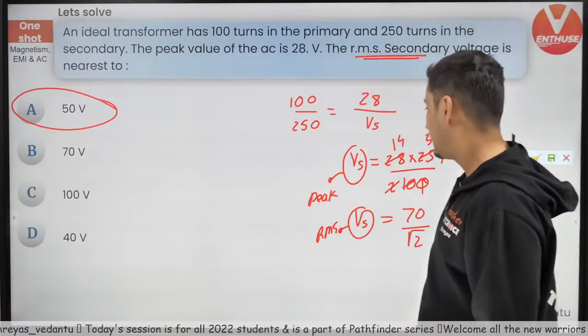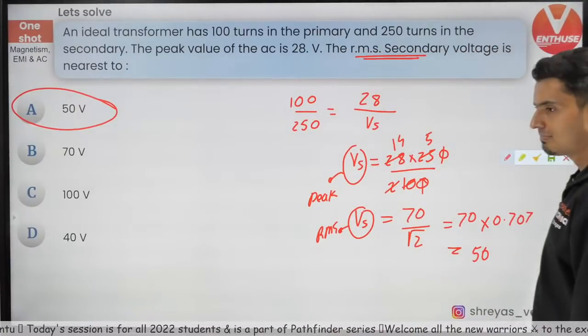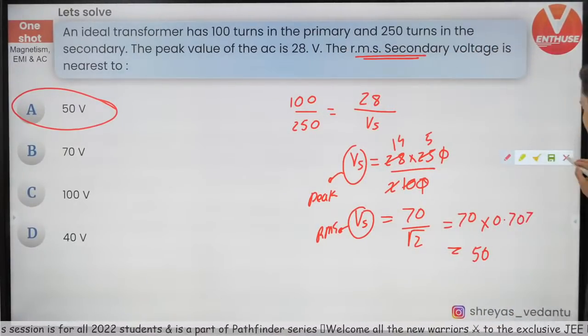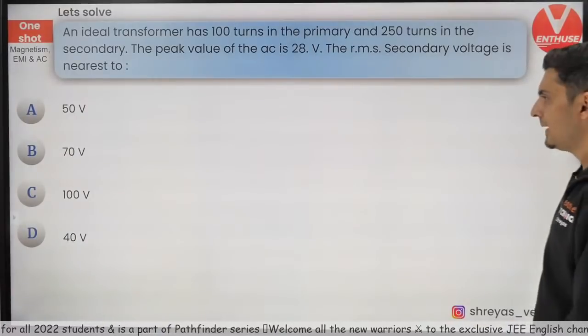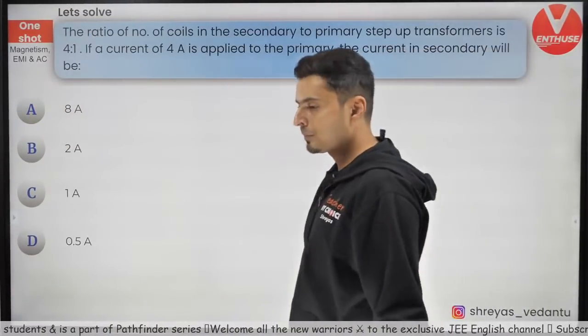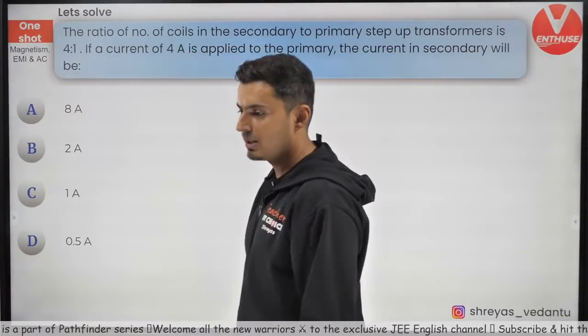So that's why that value helps. 7 sevens are 49. That's what I have used. Yep. Is that clear? What I have done? Okay. Very good. Option A is correct. Moving on to the next one.